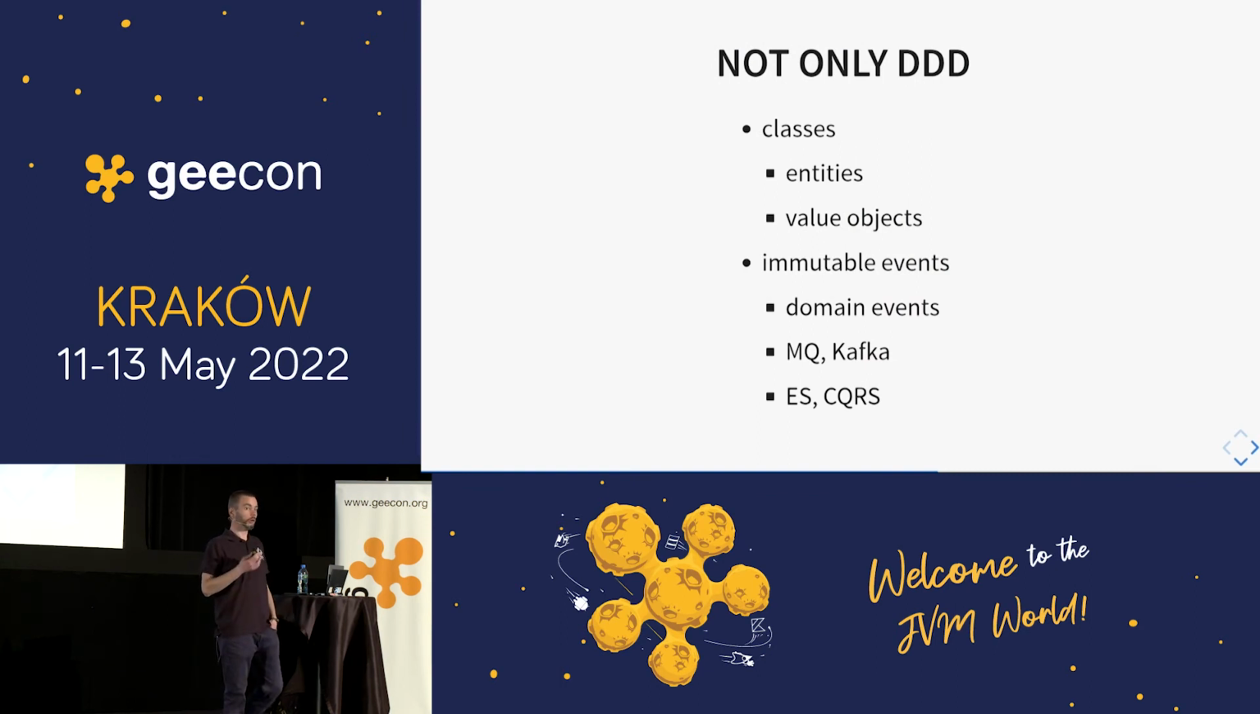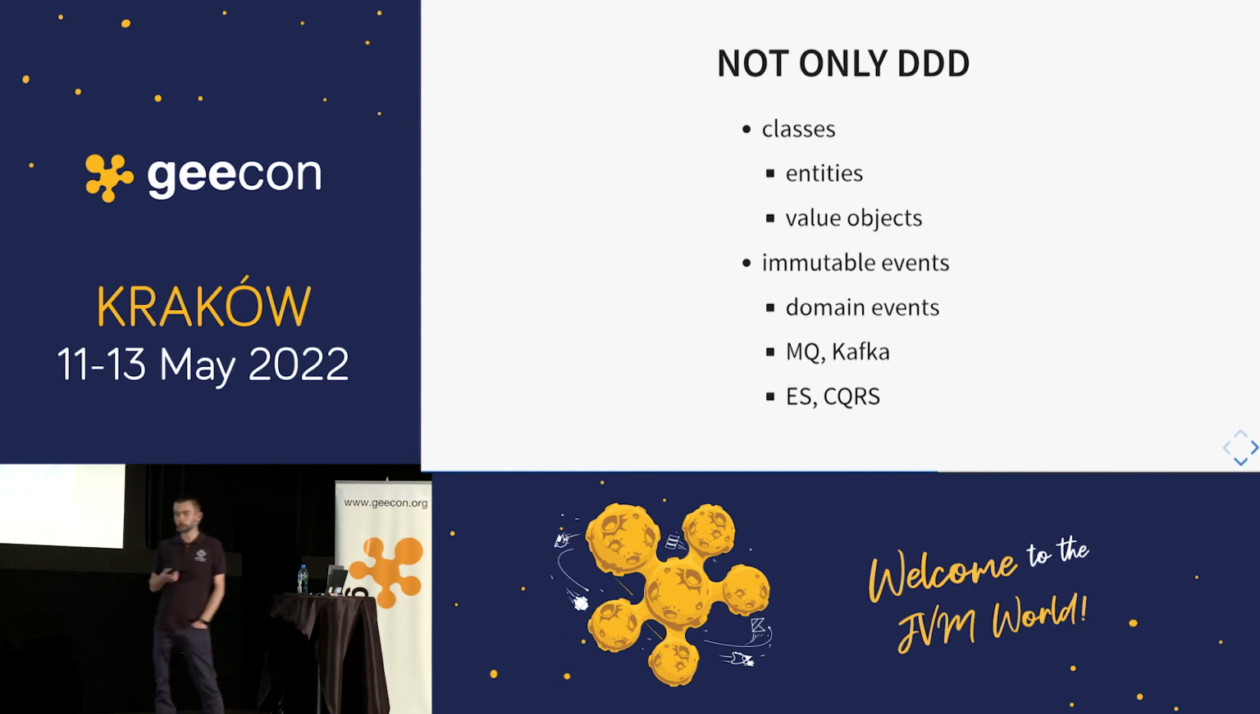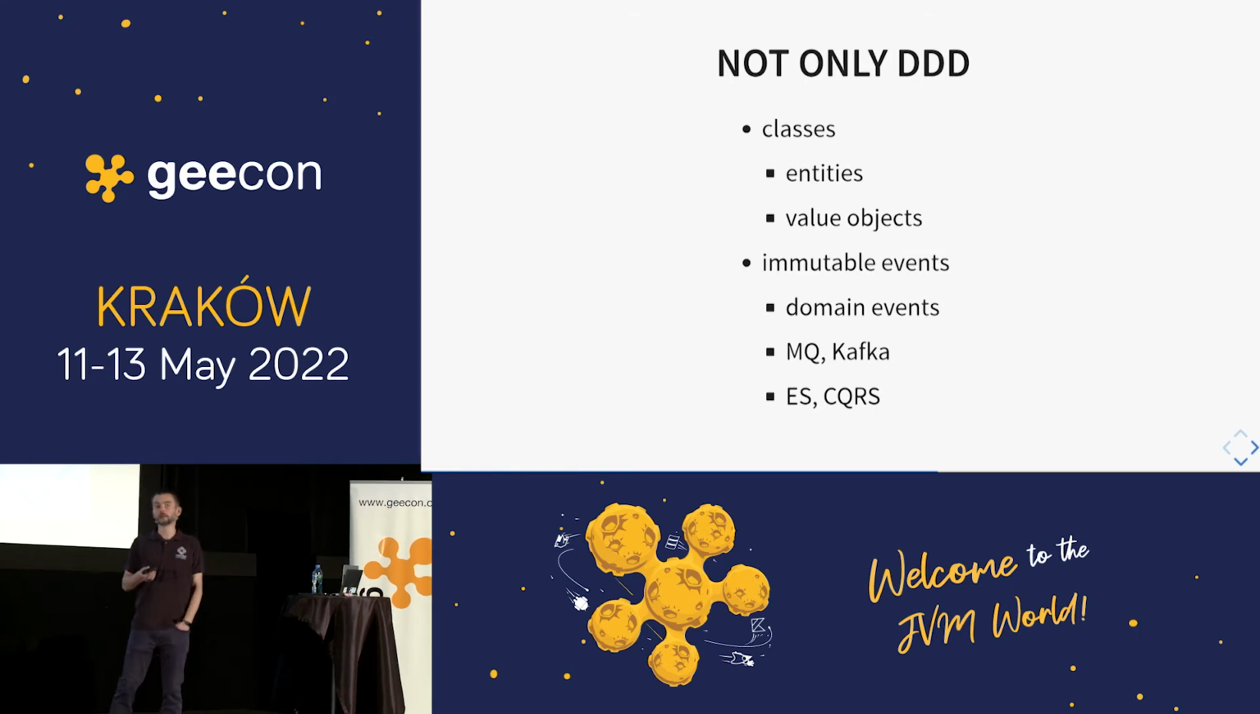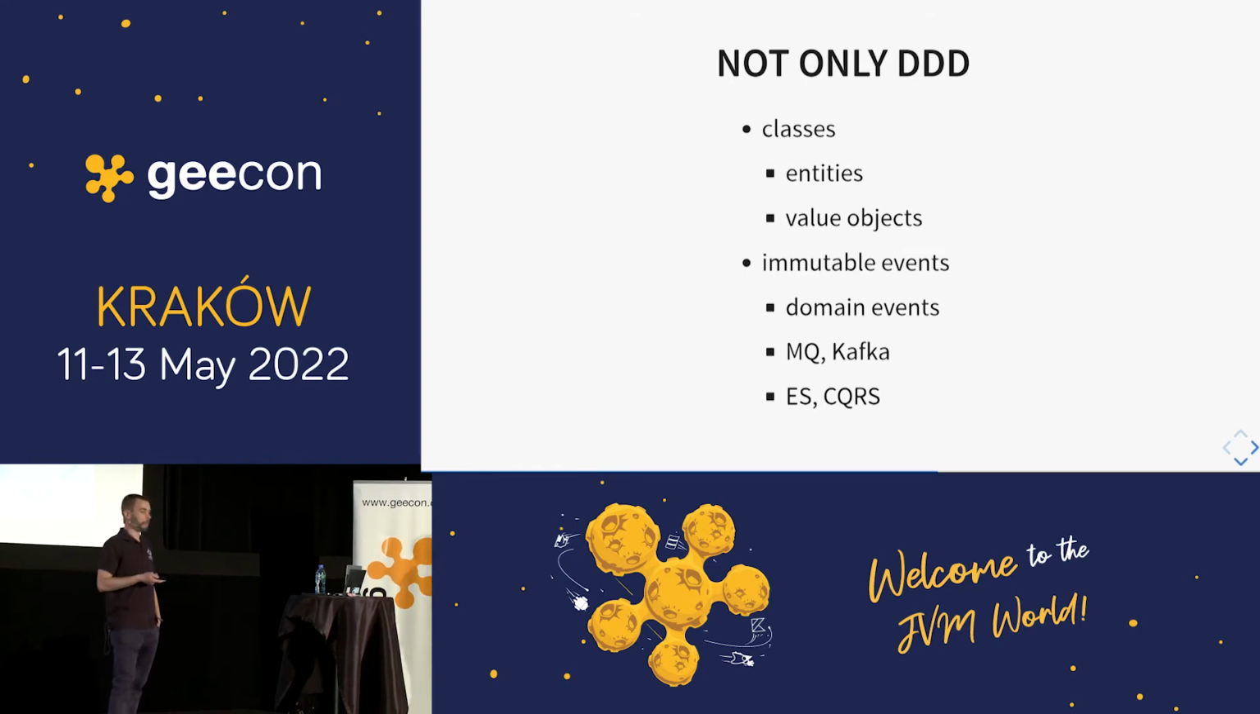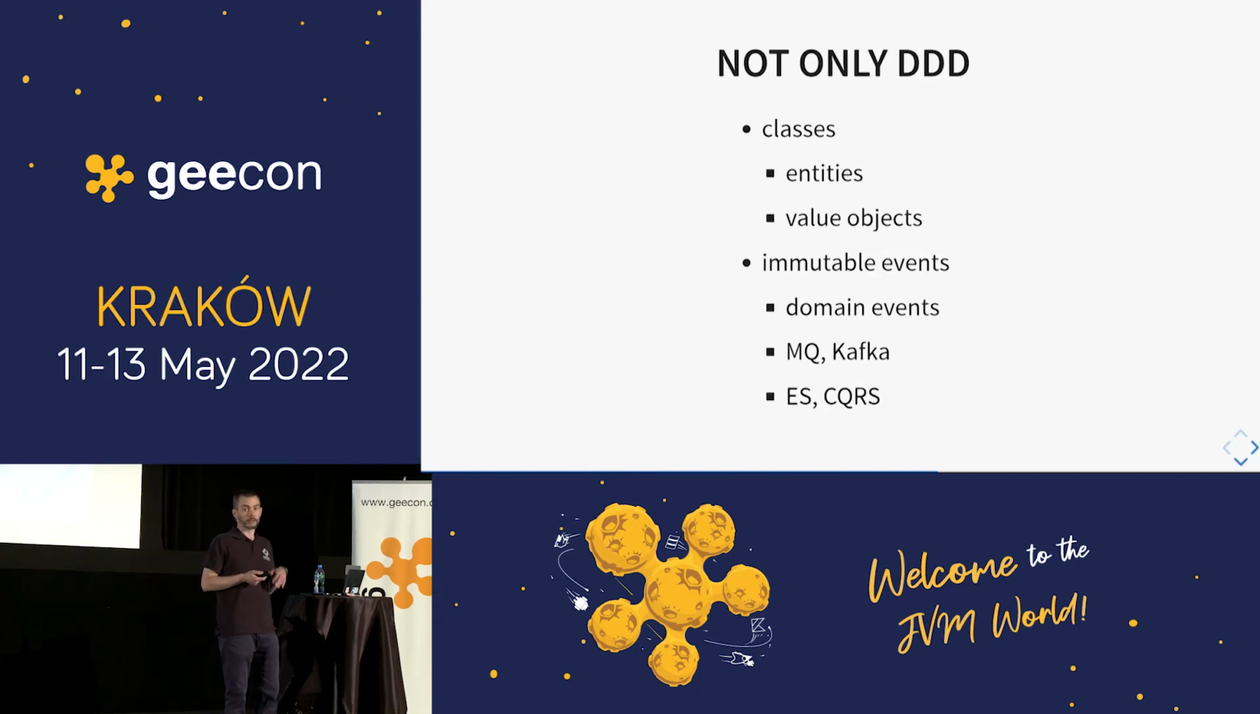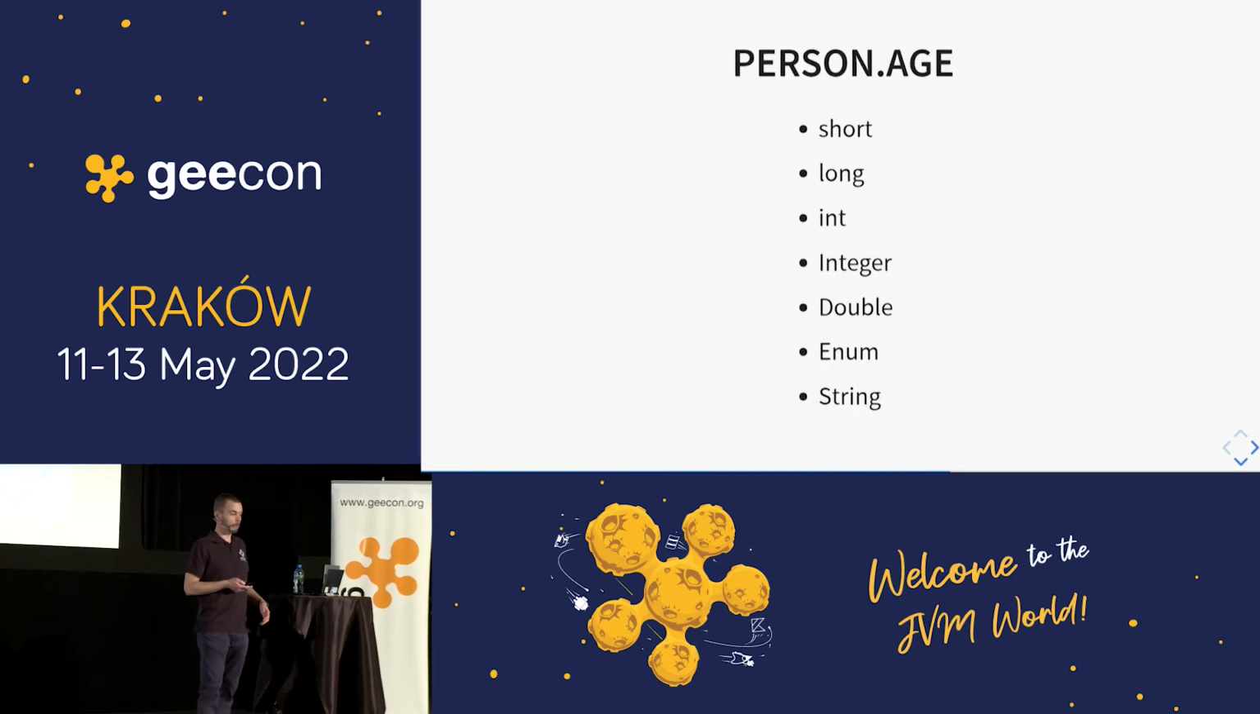And not only value objects are immutable, but also all kinds of events. Because, as was mentioned, they are some kind of representation of the past, something that happened.